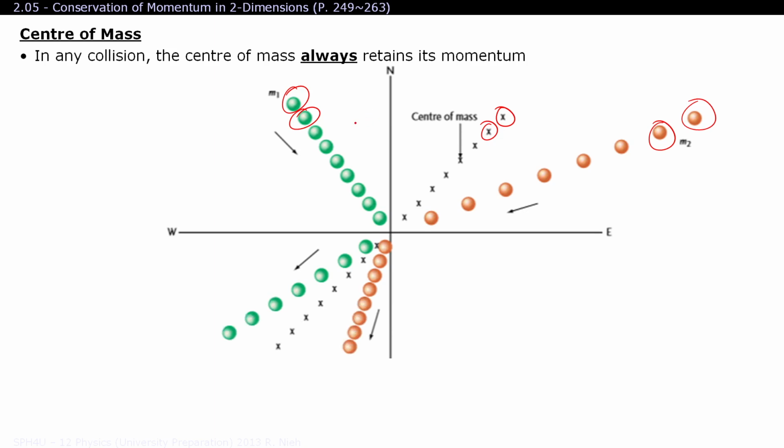So that's the point of this, and this is probably the only thing for you to copy down. In any collision, the center of mass always retains its momentum. And if you haven't gotten these last 3 points down yet, then please do so.